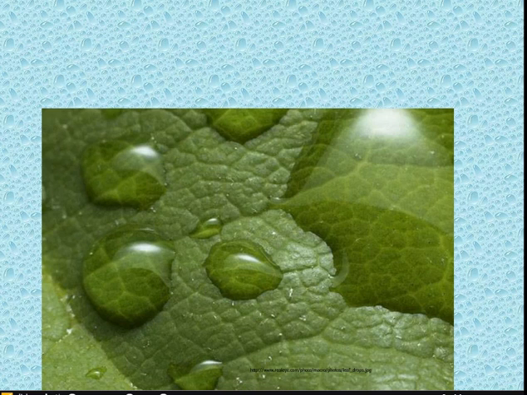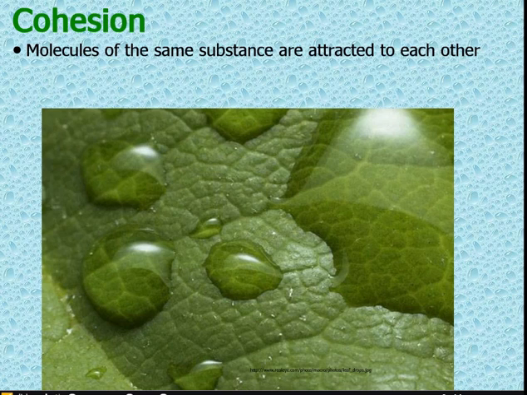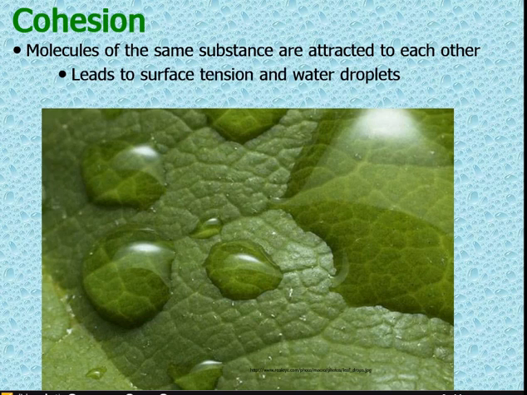Okay, another unique property of water is its ability to bead, these beads that you see on this leaf. That's called cohesion. Cohesion is the attraction of molecules from the same substance to one another. This is water molecules being attracted to one another, just like we said with hydrogen bonding. Because they attract each other, they pull in, and that's what forms a bead. Instead of laying flat on the leaf, you see them beading up, and that's because they're attracted to one another. It leads to surface tension and water droplets.